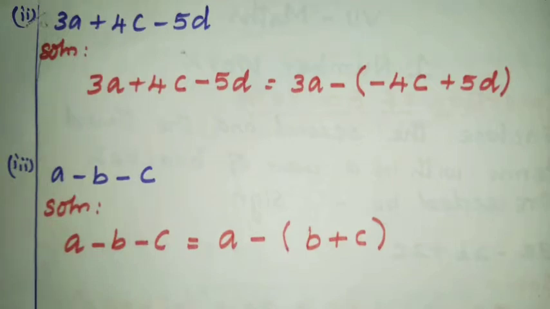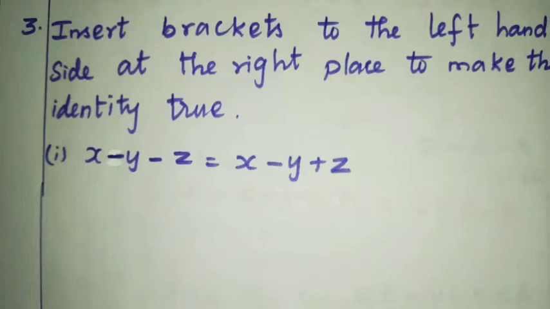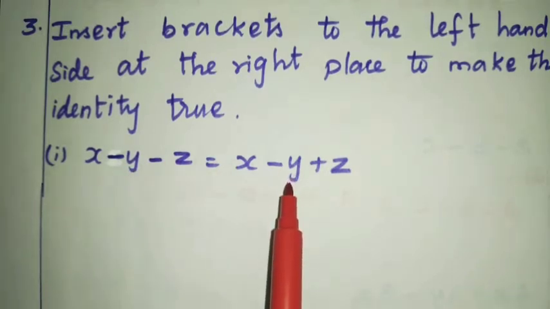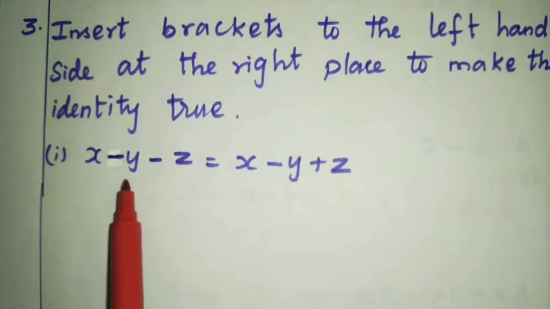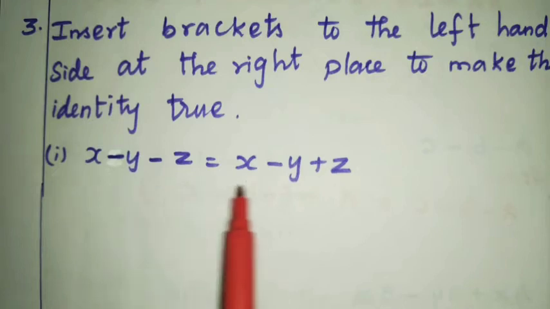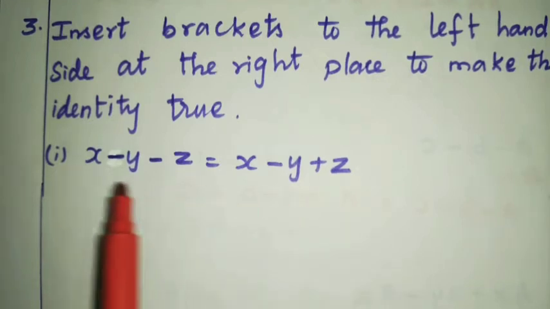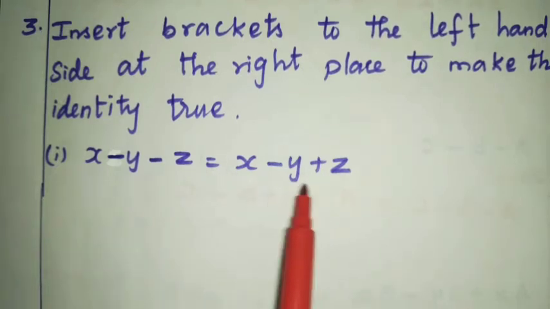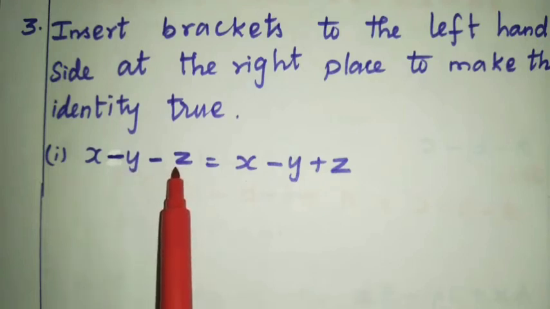Is it clear? Yes. Next one method is insert brackets to the left hand side at the right place to make the identity true. So this is the identity, this is the left hand side, this is the right hand side. You must insert the bracket in the left hand side, that is LHS of the equation, in the right place to make the identity true. First of all, you can check the LHS and RHS. Here the third term sign is different. So simply have to enclose the second and third term. Whatever it is, you have to join it.